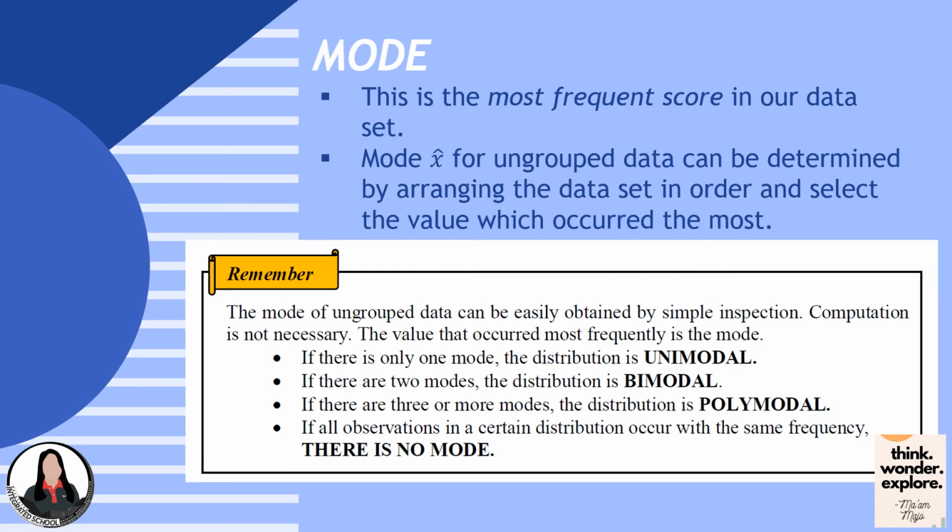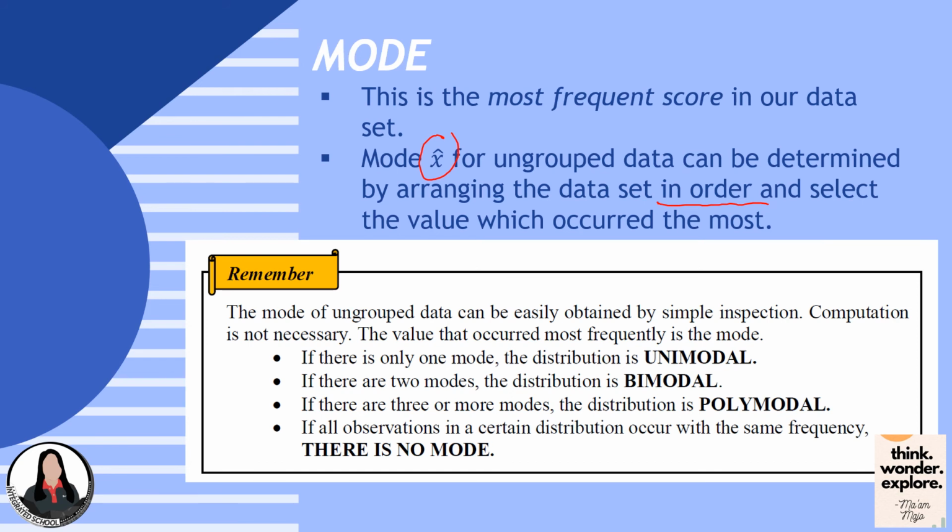Now, let's proceed with the last measure of central tendency, and that is the mode. Mode is the most frequent score in our data set. When we say most frequent score, siya yung pinakamadaming beses na nag-a-appear sa isang data set. Mode, x hat, ito ang symbol, for ungrouped data can be determined by arranging the dataset in order and selecting the value which occurred the most. When you say in order, since walang specify dito, you can use ascending or descending order. Depende sa inyo kung saan kayo nadadalian. Basta siya ay naka-order.